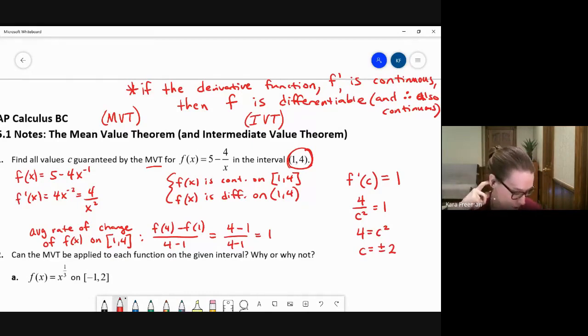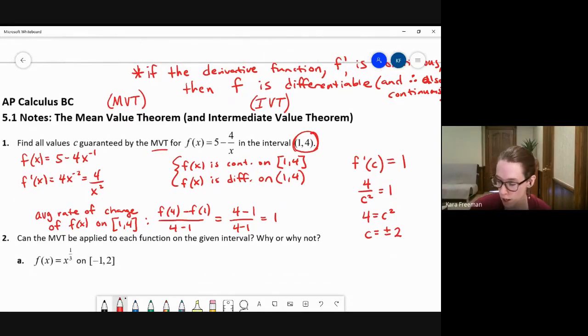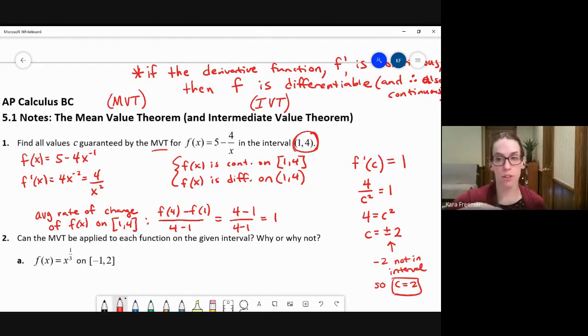So is that my answer? Positive and negative 2? No. Why, Grace? Because your interval's only from 1 to 4. Perfect. So negative 2, you do have a slope of 1 there, but I only care about the interval from 1 to 4. So we cut out negative 2, not in interval. So c equals 2. Okay, so we've looked at the mean value theorem graphically, that was at the start, and now we've looked at it analytically, how to do this algebraically.